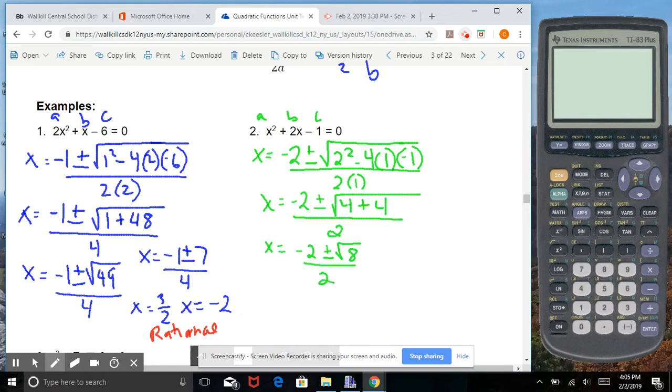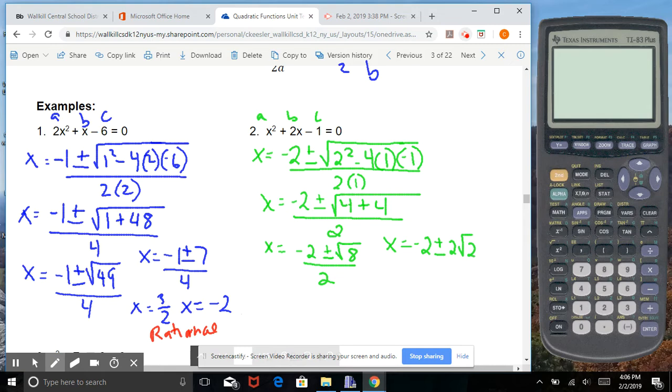Now, square root of 8 cannot be broken down to a whole number because 8 is not a perfect square. But within 8, we have a perfect square factor of 4. And the square root of 4 is 2. So we can simplify the radical as x equals negative 2 plus or minus 2 radical 2. Because remember, 8 was 4 times 2. The 2 stays under the radical because it's not a perfect square, and the square root of 4 is 2.